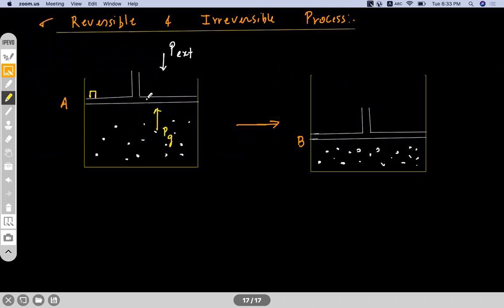Because when this piston comes down, the volume decreases. Volume decreases means the pressure of gas increases. And once this PG increases, after some time it will become equal to the total external pressure, and then the piston becomes static. Is it clear? Correct? Tell me.